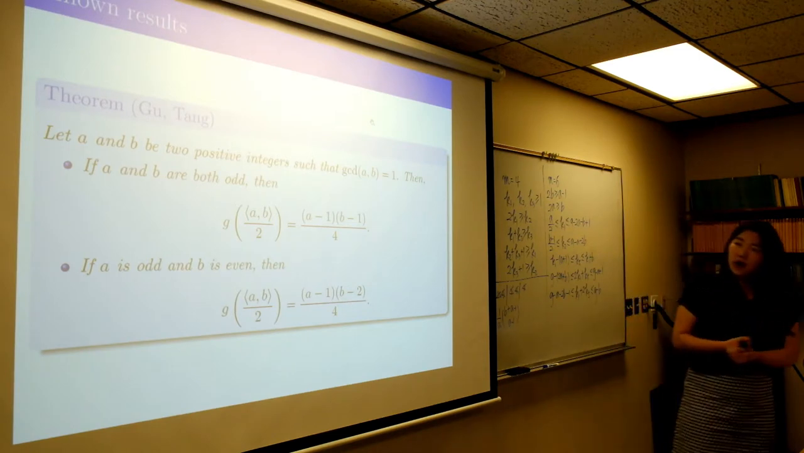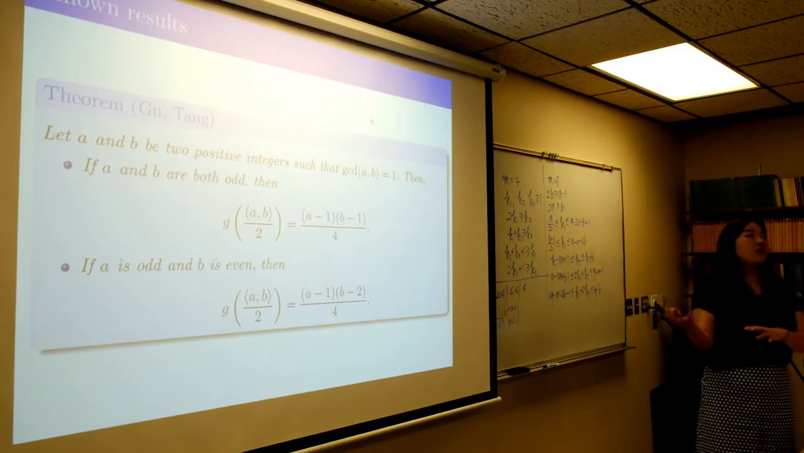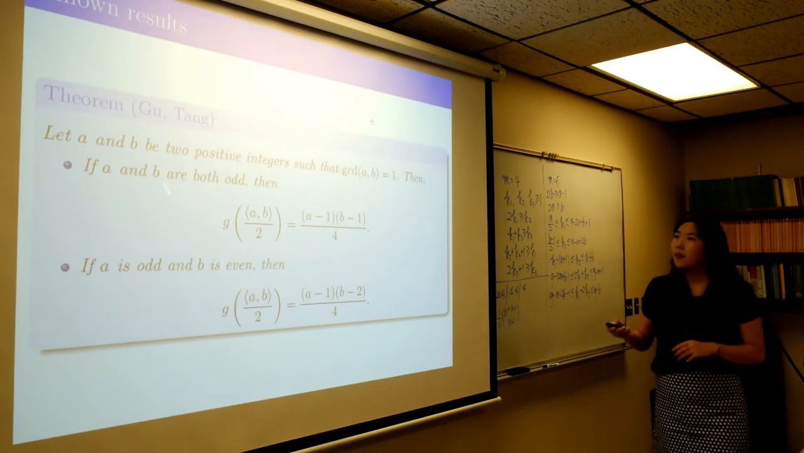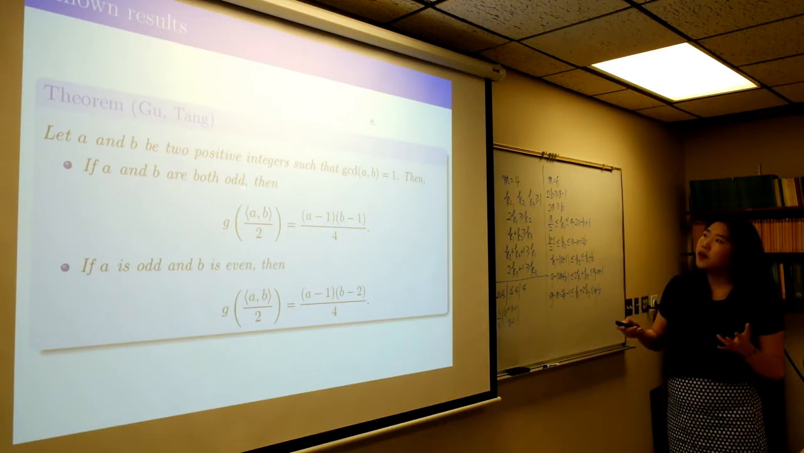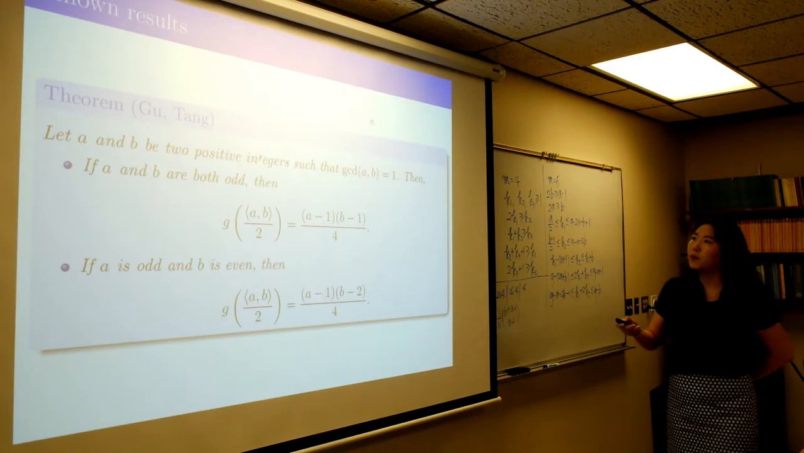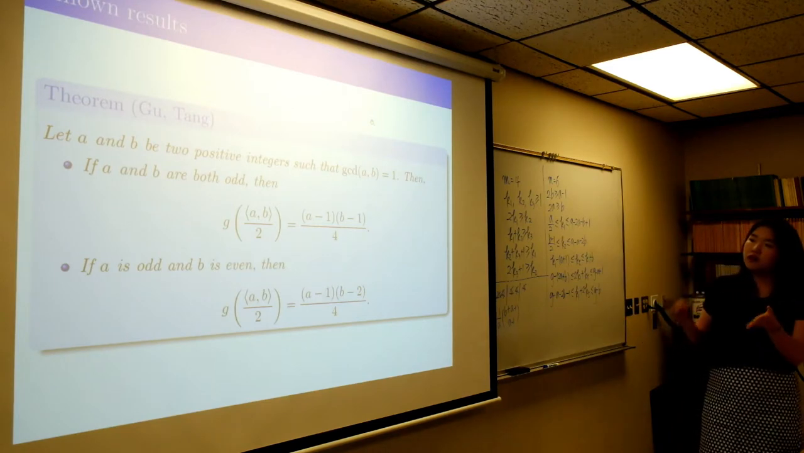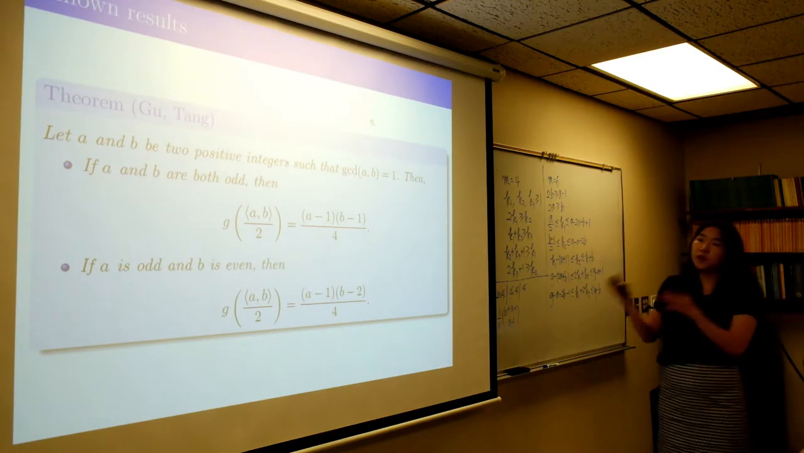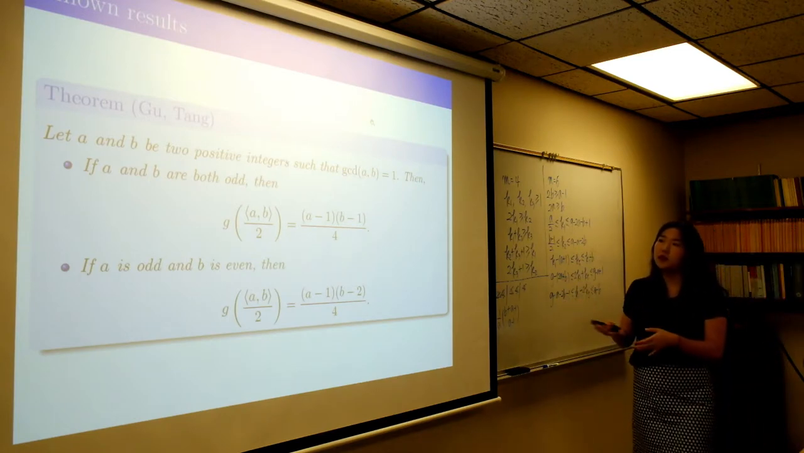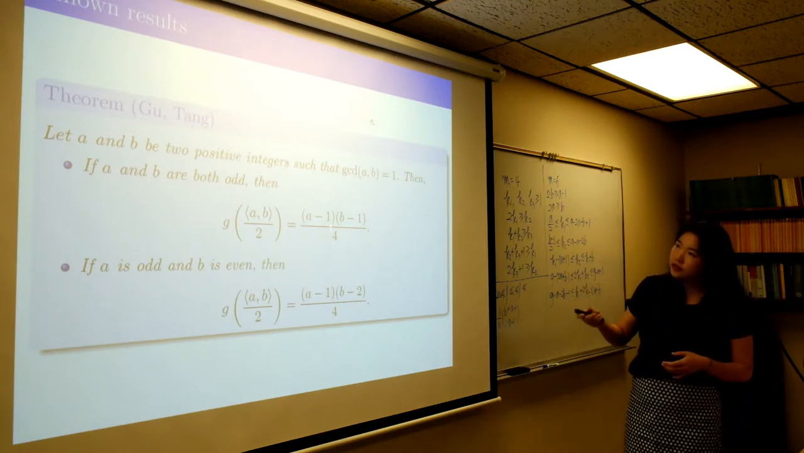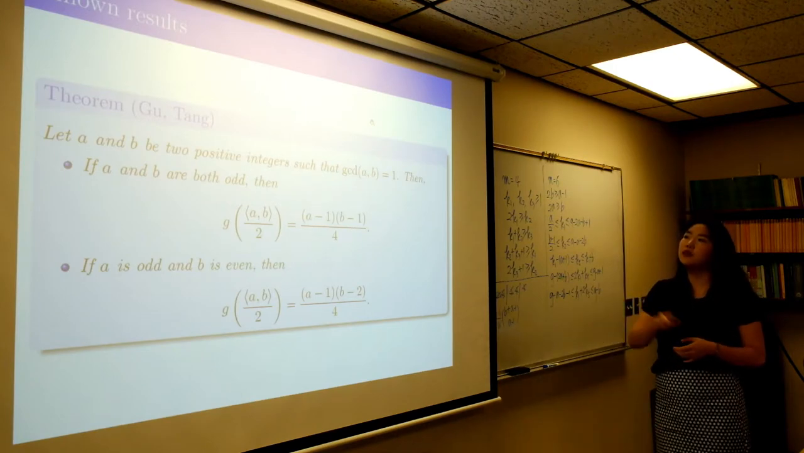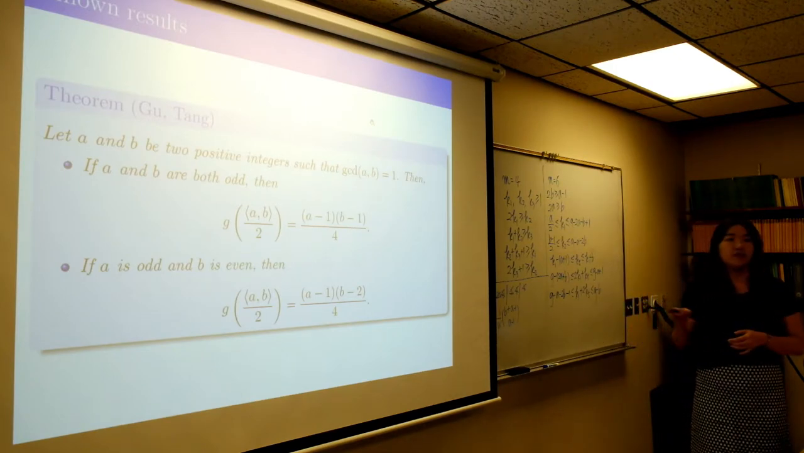What's known about this quotient is, when a and b are coprime numbers, then we can compute the genus of the numerical semigroup generated by a and b quotient by 2. And they split into two cases to compute this result.